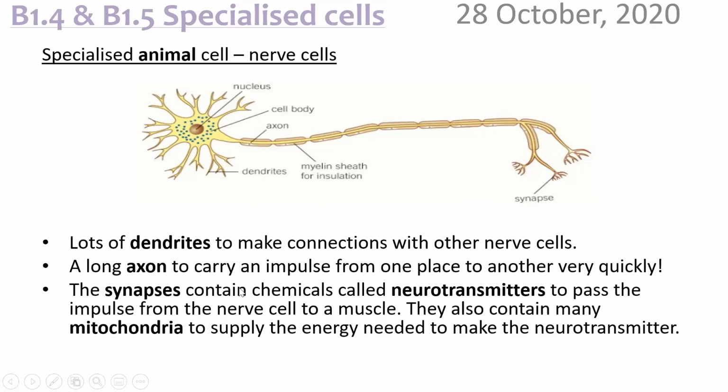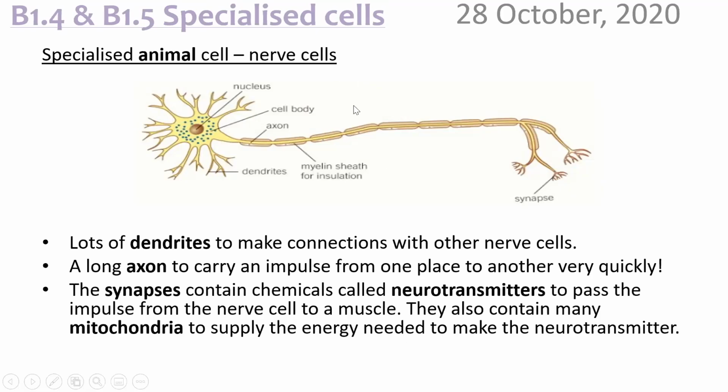Synapses, right at the end, contain chemicals called neurotransmitters. So the chemicals are passed at the synapse. This is electrical, and it goes to chemical to pass the impulse from a nerve cell to a muscle. They contain many mitochondria, as we saw before, to supply the energy needed to make the neurotransmitter.